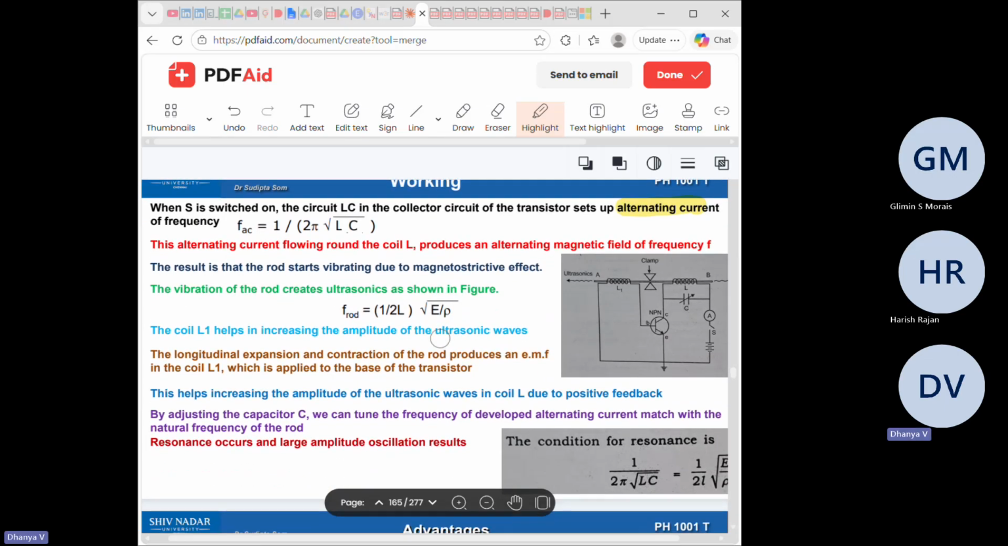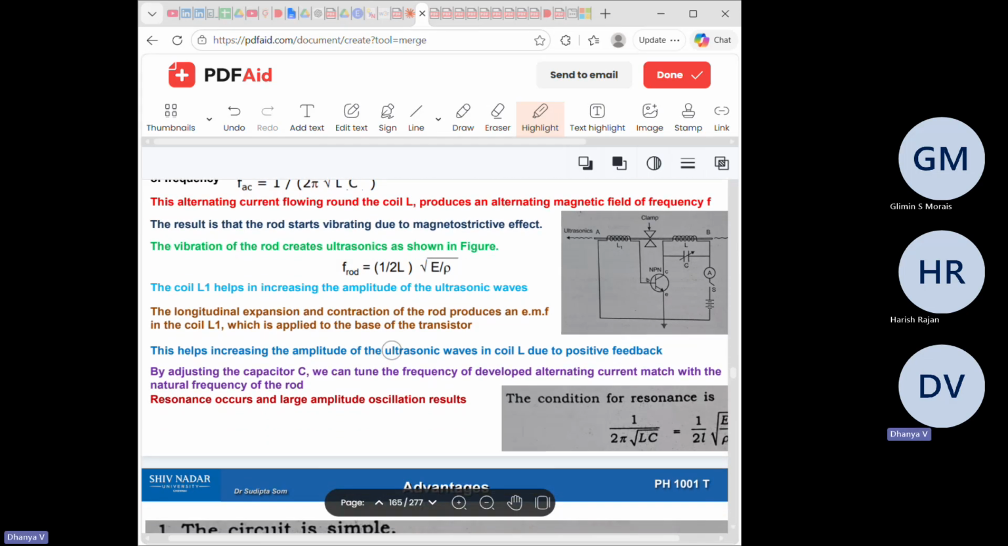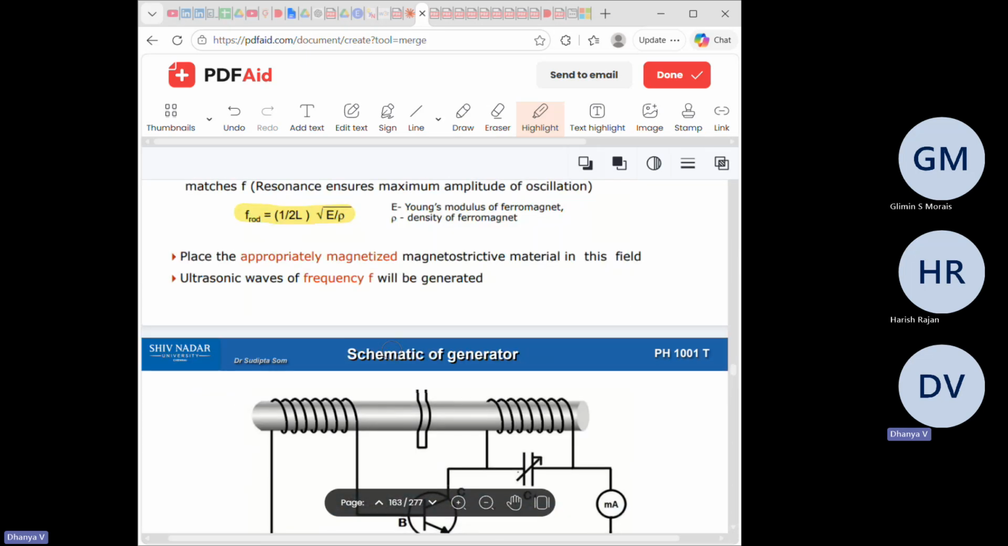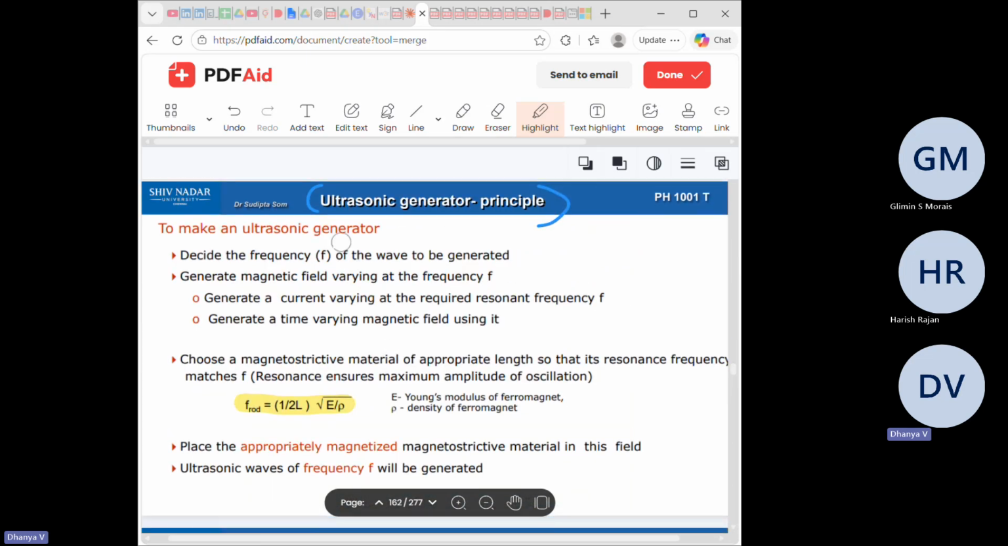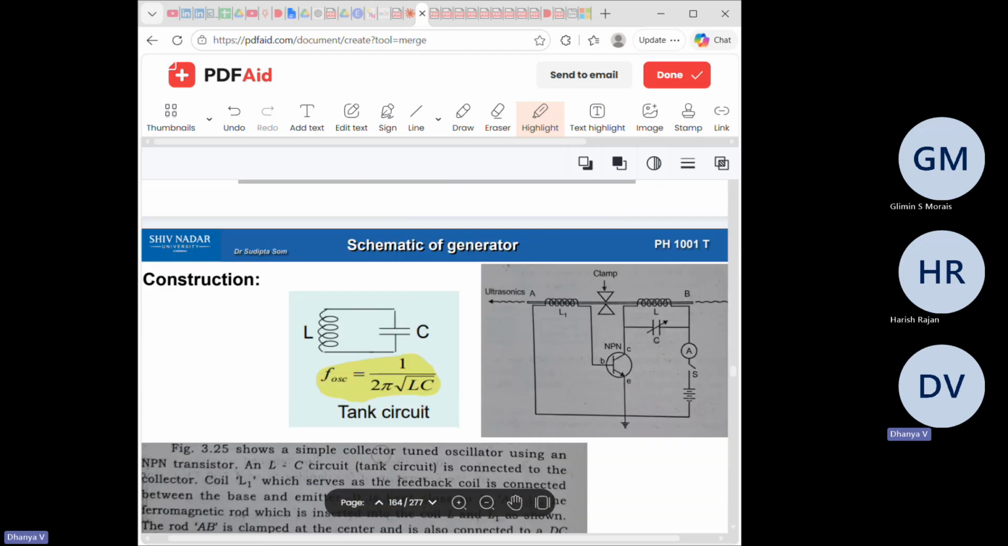I think not much is required on here. Just know your diagrams well. Just understand the gist of it. Why is it used for? Okay, so you decide on a frequency. Based on the frequency, you generate your magnetic field. You choose your appropriate magnetic material, and hence you generate your ultrasonic waves of frequency f generated. Okay, that's all that you need to know.